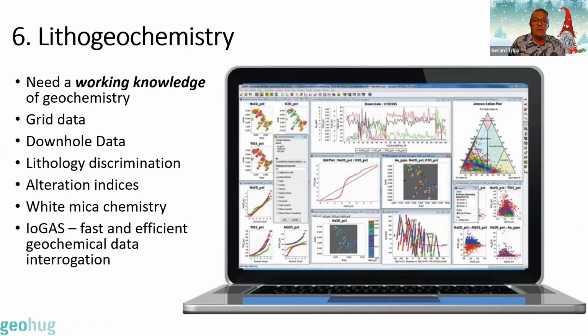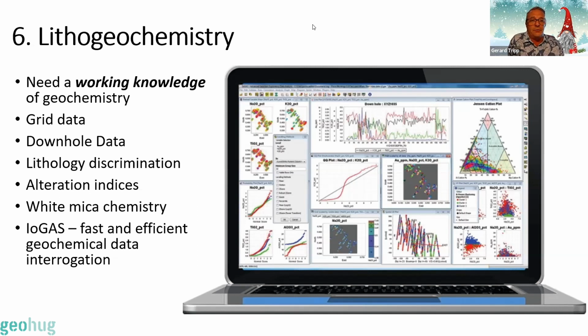Again, a working knowledge, and we've got really good tools like IOGAS now that help people to use their geochemical data a lot more than when I was ever a young exploration geologist, that's for sure. We want to collect grid data, we deal with downhole data, and the main things we get from it are lithology discrimination, alteration indices, if you like, pathfinder signatures, and then there's also another chemical data set we want to use, that's shortwave infrared for white mica chemistry, and that's become really, really important in a lot of places.